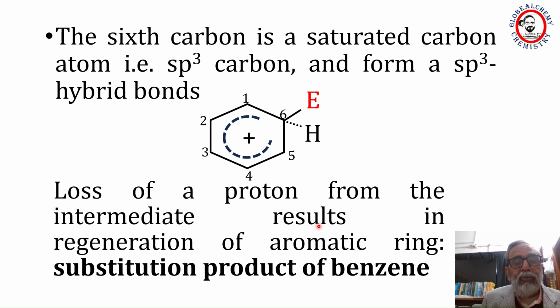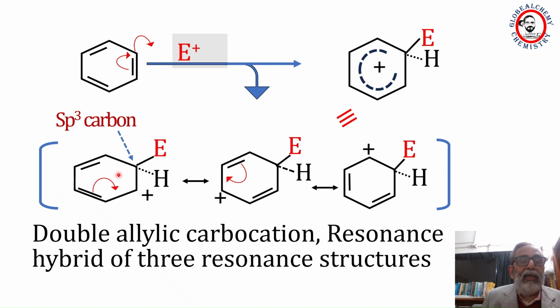Loss of a proton from the intermediate. Now this proton may be lost. Loss of a proton from the intermediate results in regeneration of the aromatic ring. That is the substitution product of benzene. Here we can see, for example, when electrophile approaches the benzene ring, these electrons move here and electrophile attaches here, and we get the resonance hybrid of these 3 resonating structures, and this is the resonance hybrid.